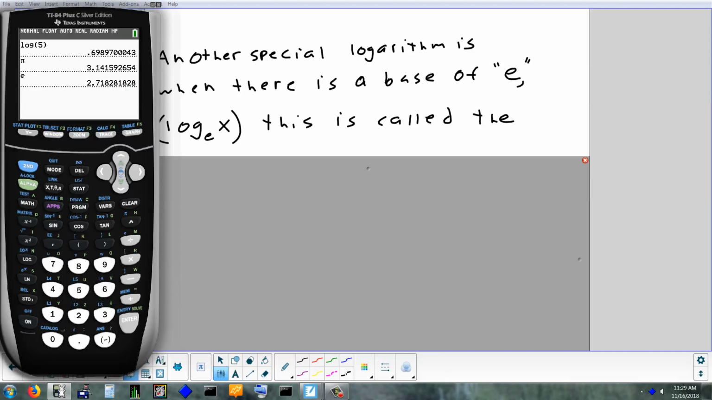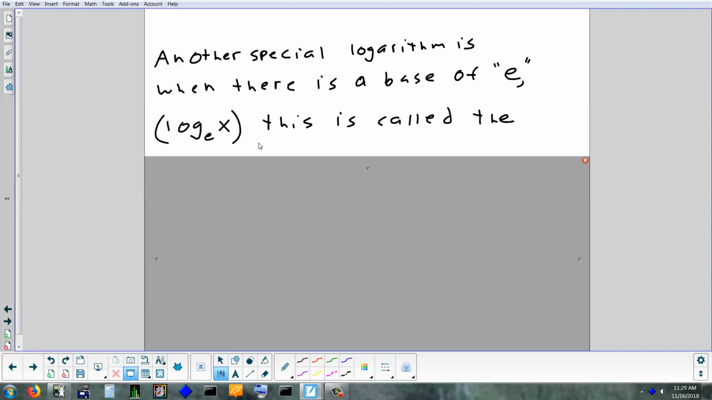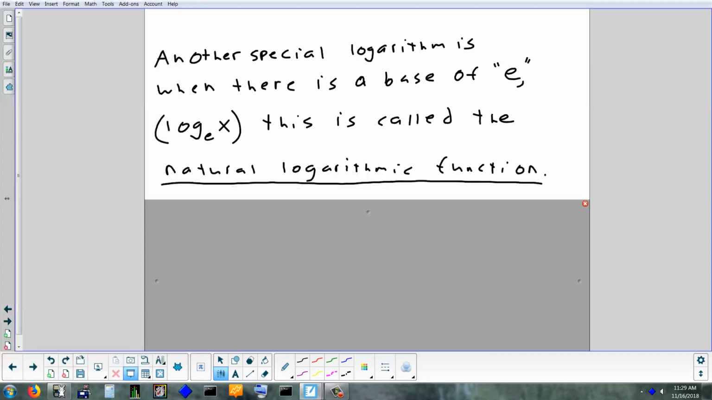Most people have heard of pi. That's used a lot more than e. But e is another number that is used in math, especially for what we're doing right now. So if the log has a base of 2.718, or they just put e, that's called a natural log. Natural logarithm. It is the only other base that you can do on the calculator by pressing a single button.